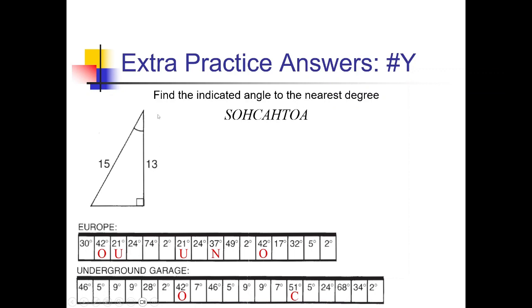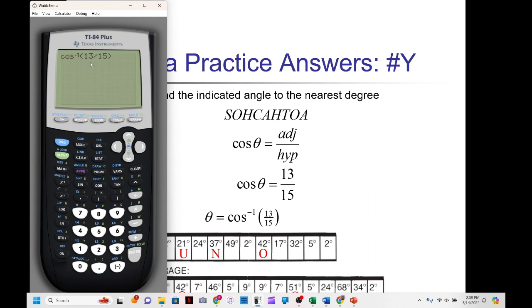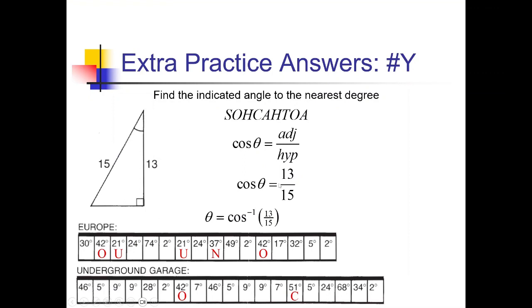Problem Y, based off of the angle up here, they changed the position a little bit. They have given us the adjacent side, the touching side, along with the hypotenuse. So that's going to be cosine. So we can write cosine of theta equals adjacent side 13 over hypotenuse 15. So then theta is inverse cosine of 13 over 15. Cos inverse of all that is giving us 30 degrees if we round it off.